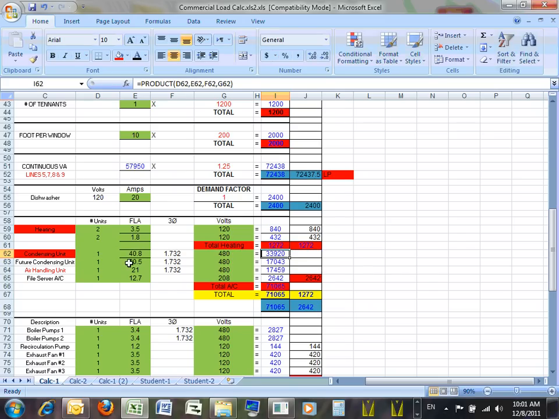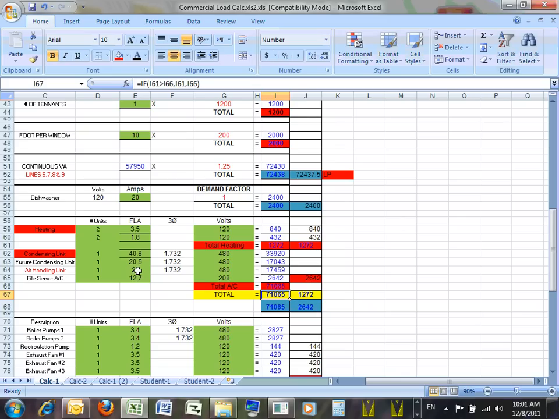I also have a future condensing unit, the same thing. These are the amps for it. I have an air handling unit and a file server. And then what I do, I have all this equipment.